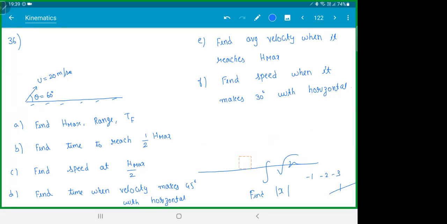Happens. Second one, everyone: find the speed at h max by 2. Try, you have a minute. Ekansh says 100 root 5 by 2. Okay. Lakshika, you got 5 root 10. Okay. I don't remember the answer actually. I will have to check.